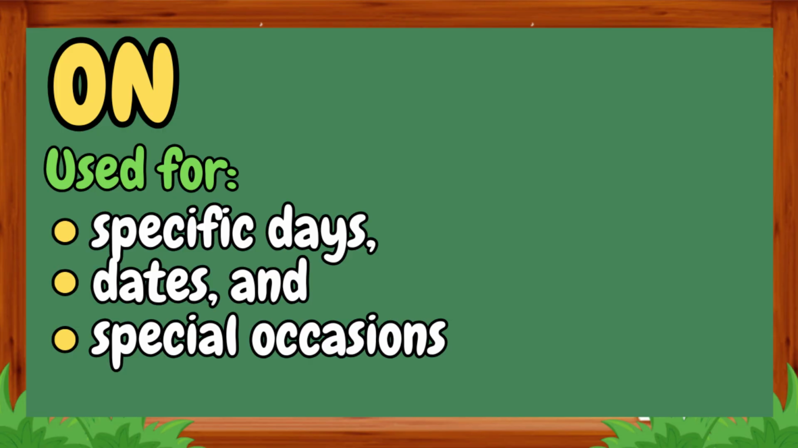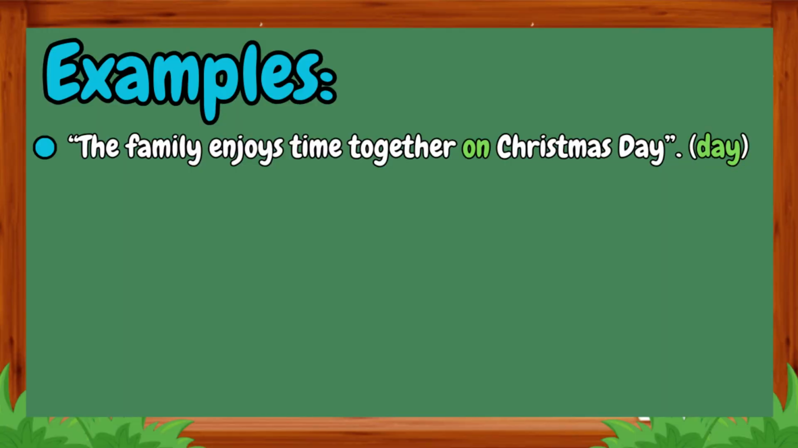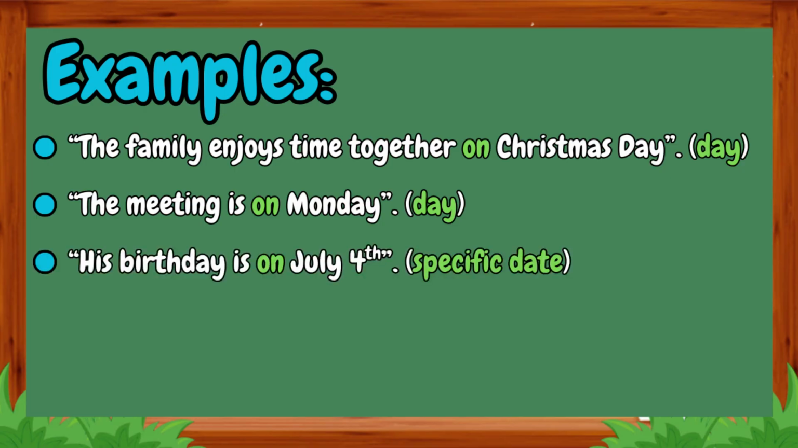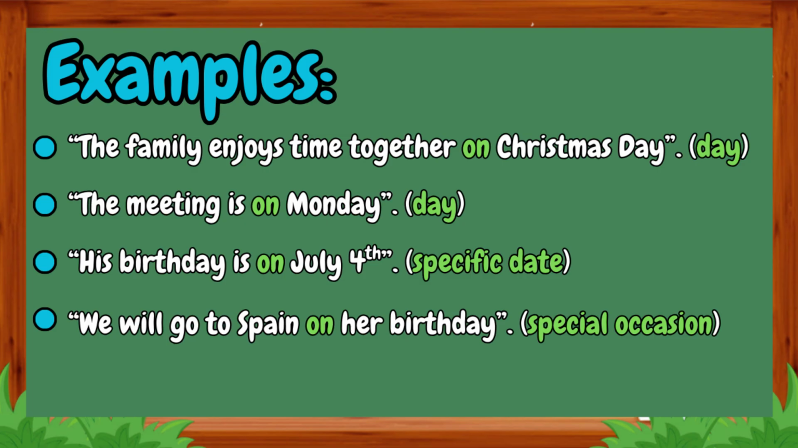Let's move on to on. On is used for specific days, dates, and special occasions. Let's look at some examples. Our first example is: the family enjoys time together on Christmas Day, a specific day. The meeting is on Monday, again a specific day. His birthday is on July 4th, a specific date. And our last example is: we will go to Spain on her birthday, and that's a special occasion. So now you know how to use on.